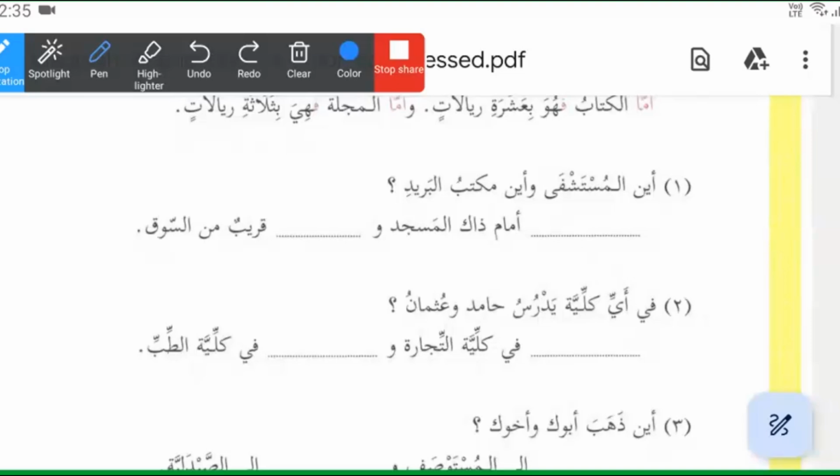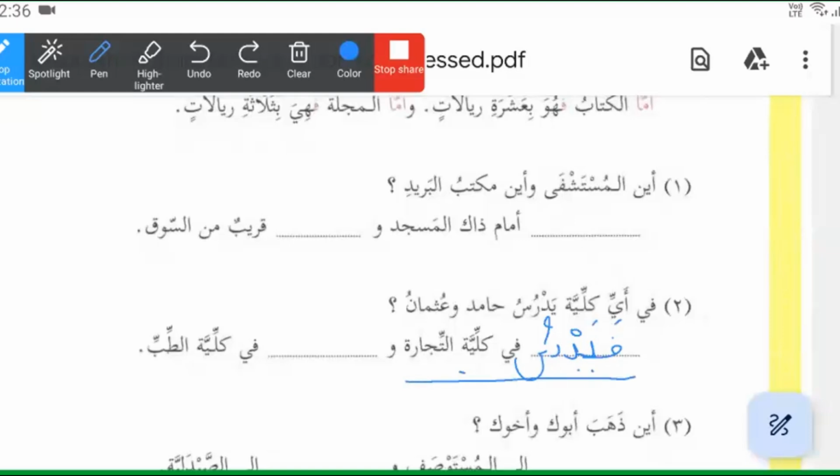Fi ayyi kulliyatin yadrusu Hamid wa Usmanu. Fi ayyi kulliyatin, in which college? Yadrusu Hamidun, Hamid and Usman are studying. So we will say, amma Hamidun fayadrusu. This is the catch here. Yadrusu. Fayadrusu fi kulliyati tijarati.